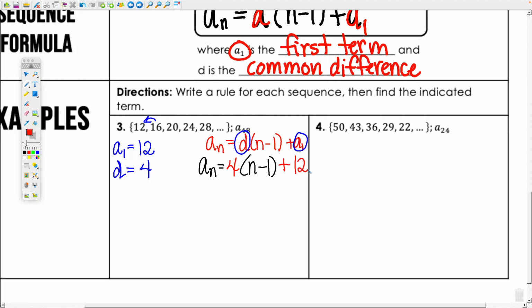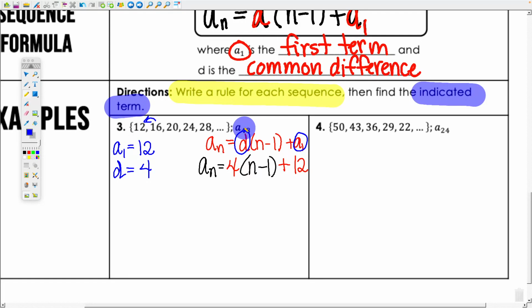Once you put these numbers in place, you are set up to do 2 things. You can give me the rule for the sequence, and then you can do the second part, which is find the indicated term. Y'all, the indicated term is this thing right here at the end where they're asking you to jump all the way to the number in the 48th place, okay?